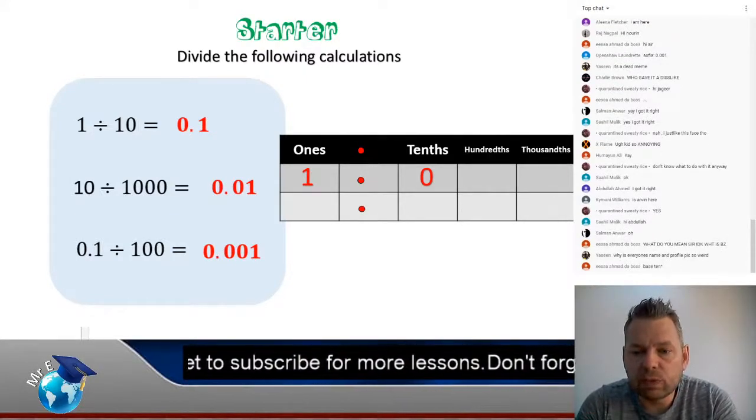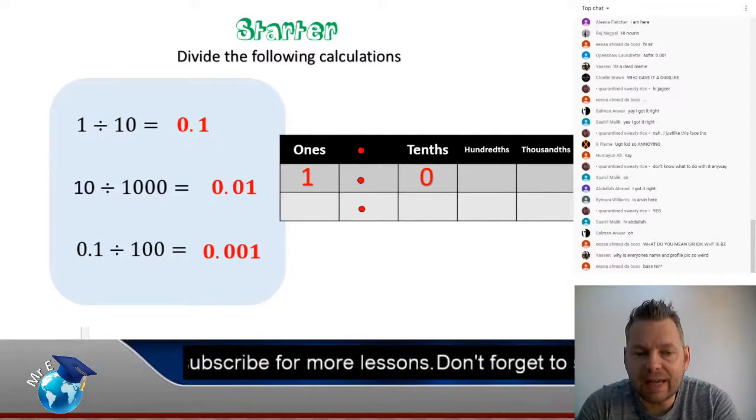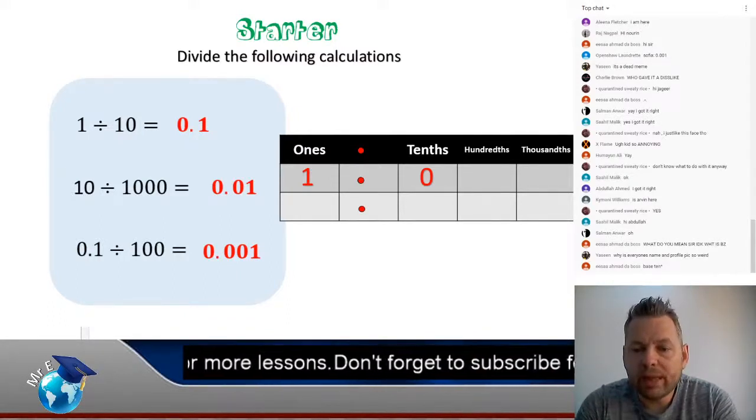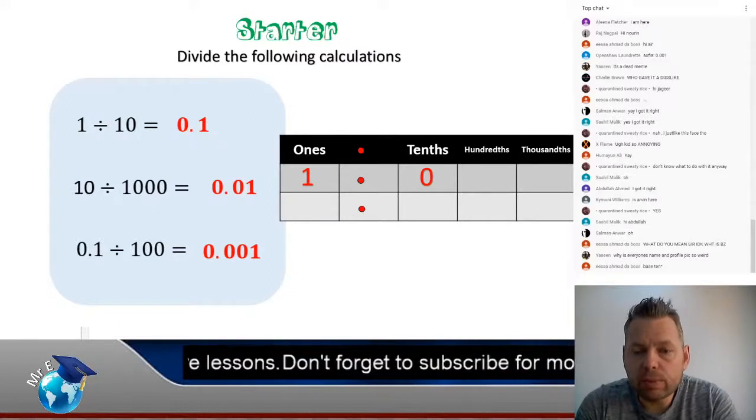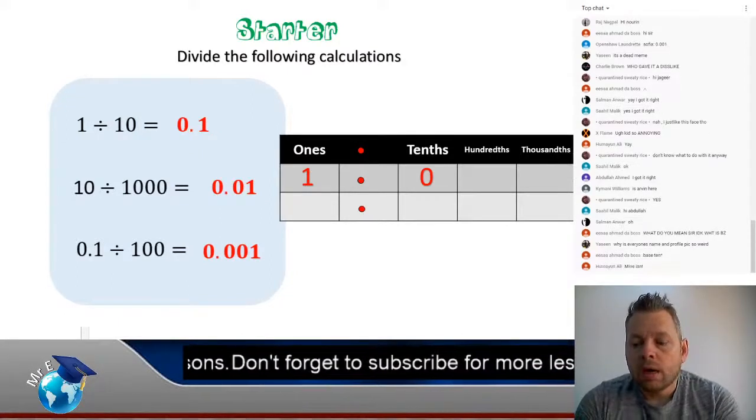To the left of the ones, we have tens, hundreds, thousands. Obviously, it's not on the screen, but in those, there are infinite zeros at the moment.